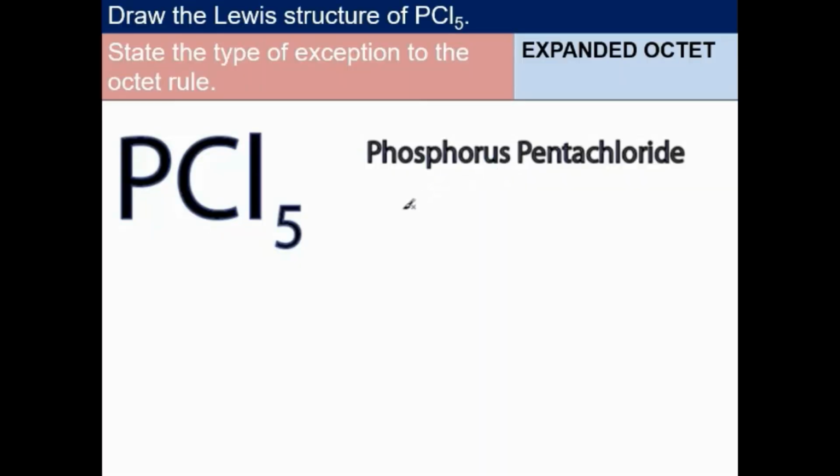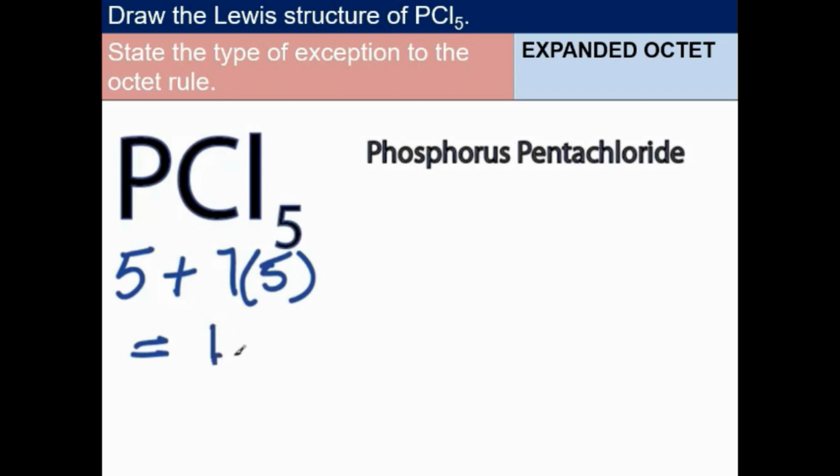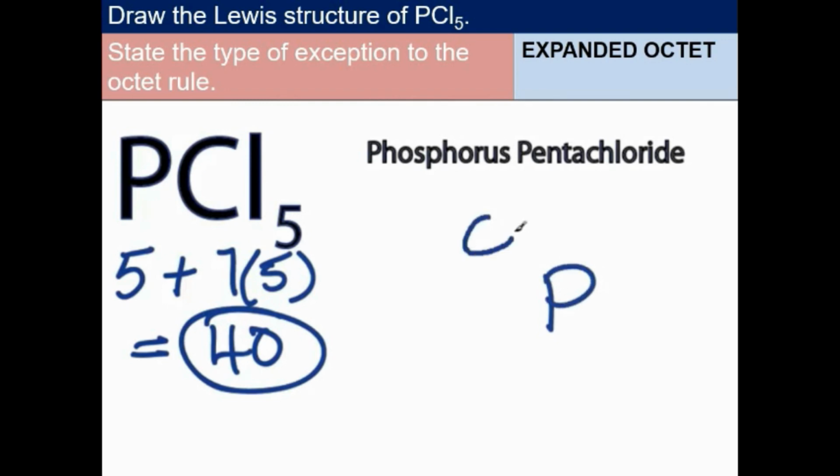Hi, this is Dr. B. Let's do the PCl5 Lewis structure. Phosphorus on the periodic table, group 5, 5 valence electrons. Chlorine, group 7, 7 valence electrons. But we have 5 of those, so we need to multiply that times 5 for a total of 5 plus 35, 40 valence electrons. We'll put the phosphorus in the center, and then along the outside, we'll put the chlorines.